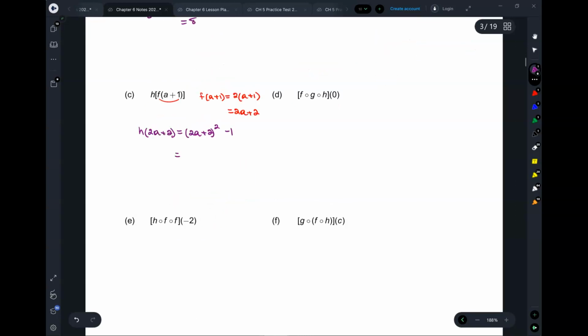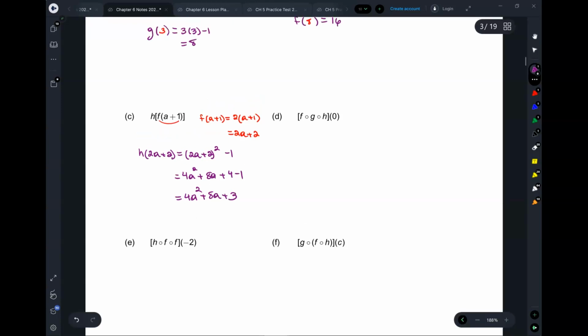Okay, here's where many of the mistakes on the test usually come in. We have to square this, and you're going to get how many terms when you square that? 3 terms. And they're going to be 4a squared. What's the next term? 8a. Because it's 2 times 2a times 2, which is 8a, plus 4 minus 1. So it's plus 3.